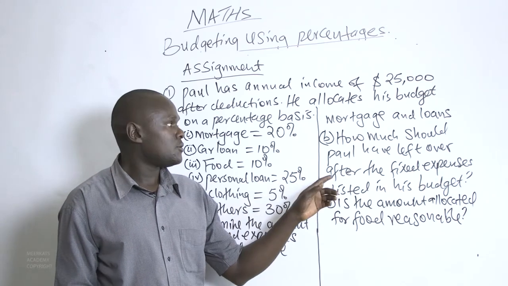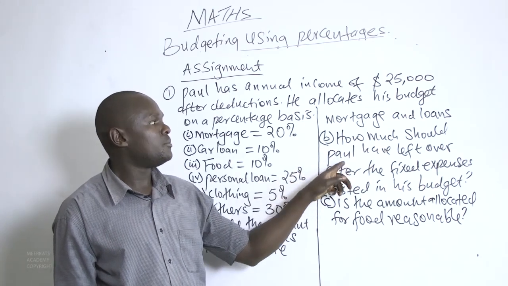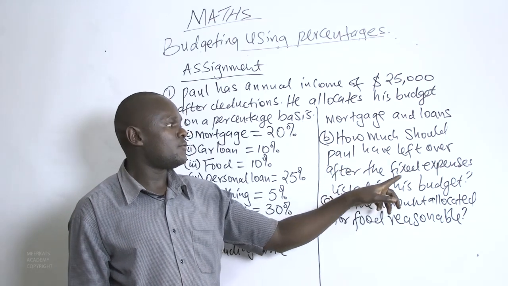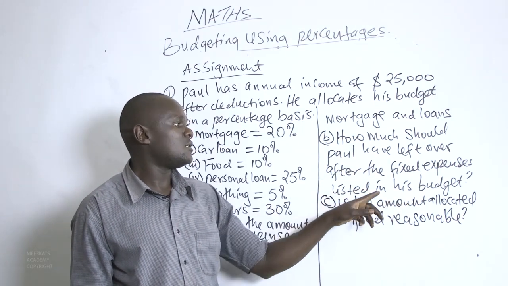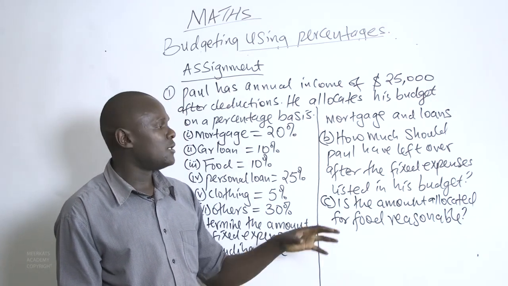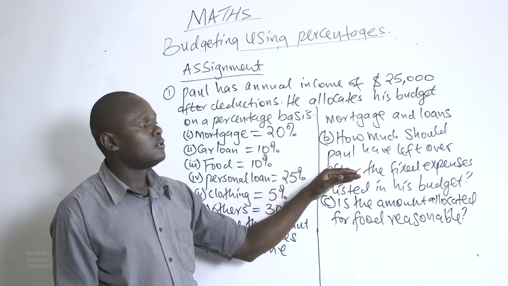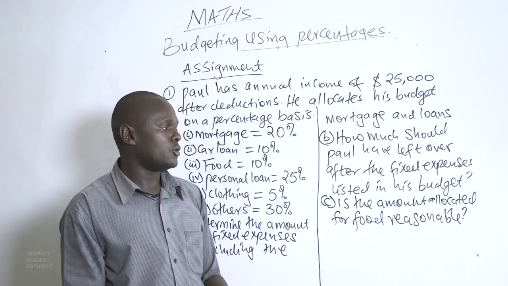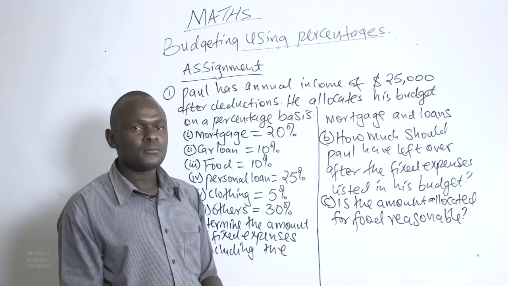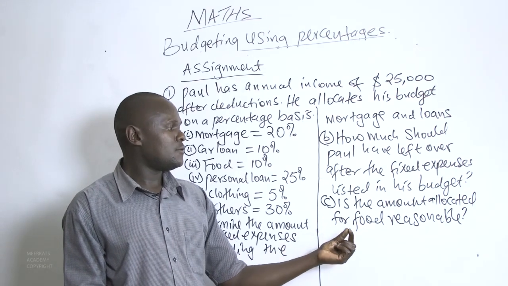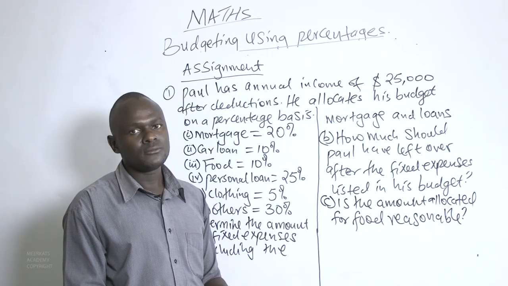And our second question is, how much should Paul have left over after the fixed expenses listed in his budget? So you will be looking at the amount that will be left over after spending on the fixed expenses only. And our last question is, is the amount allocated for food reasonable?